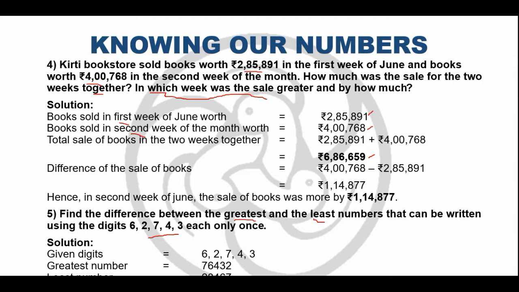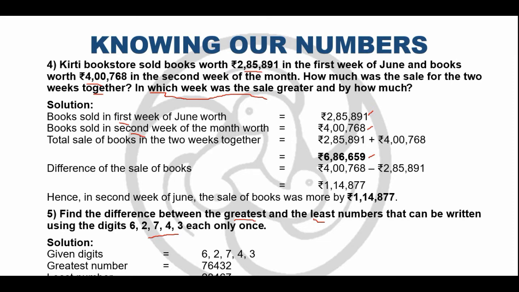So how can you form the greatest number? The first digit should be the greatest digit. Which is the greatest digit here? 7. So I have formed the first digit as 7. The next greatest is 6, so 7, 6. Then the third greatest is 4, the fourth greatest is 3, and the fifth greatest is 2. So the greatest number is 76,432.